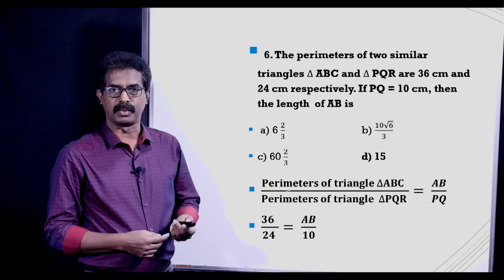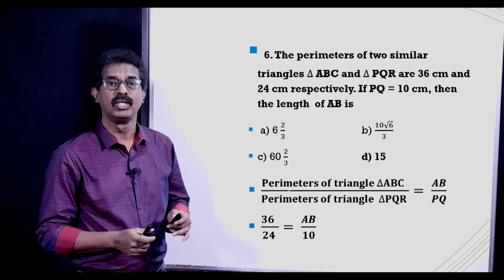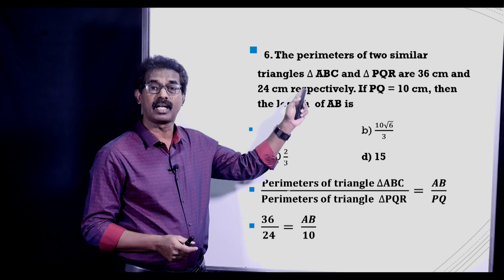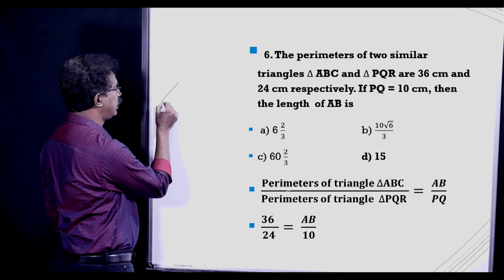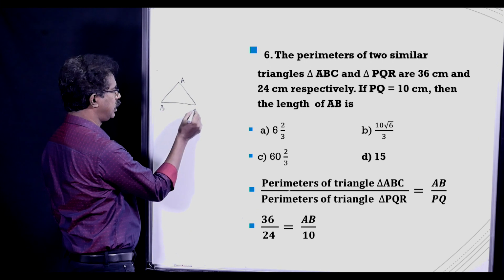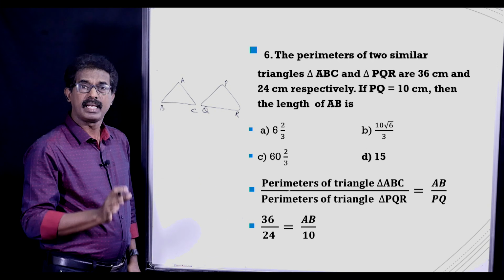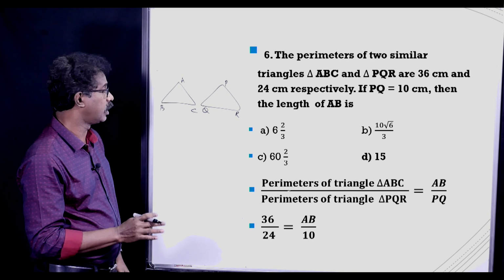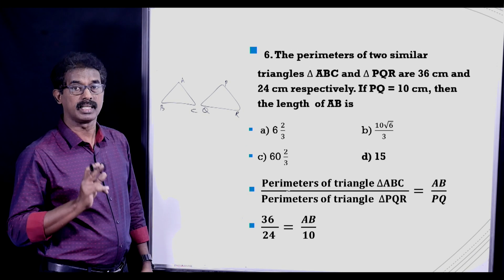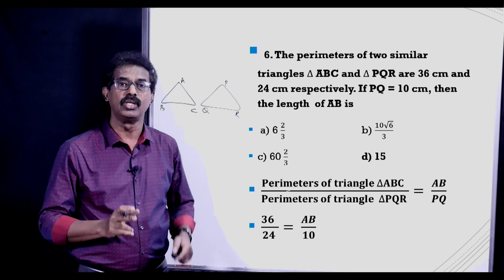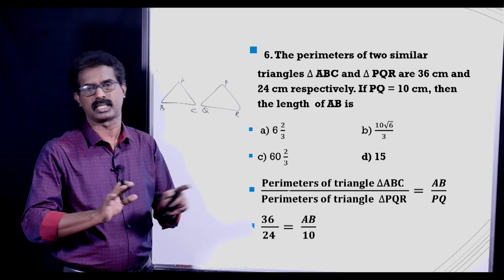A question from geometry. Look here. It's a very simple thing. The perimeter of two similar triangles ABC and PQR. One triangle is ABC, another one is PQR. So listen here. In similar triangles, perimeters are proportional to the sides, but area is proportional to the square of the sides. Perimeter is proportional to the corresponding sides.